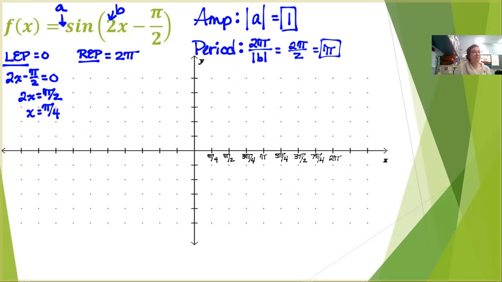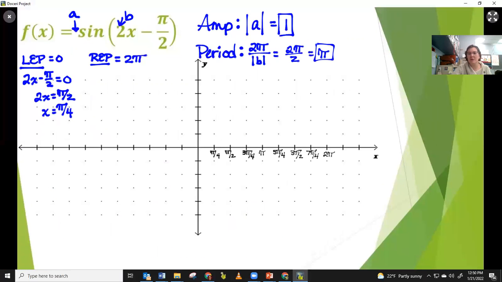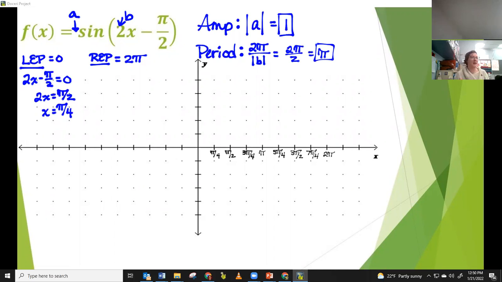Okay. We had left off here. We found out that our amplitude was 1. Our period is pi. So we're going to complete one full period, one full cycle, one full trip around the unit circle in pi across that x-axis. We found our left endpoint because we have this shift. We still need to find our right endpoint.